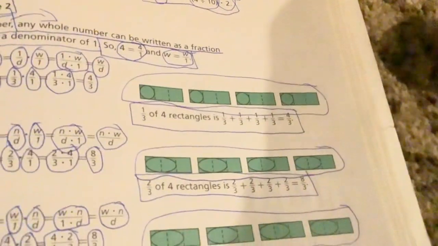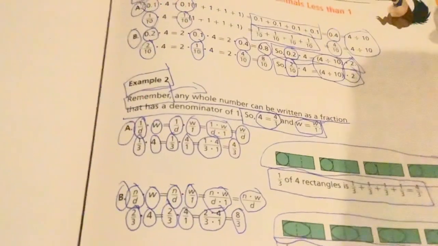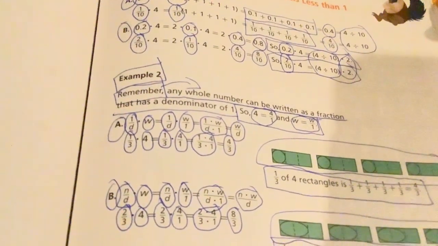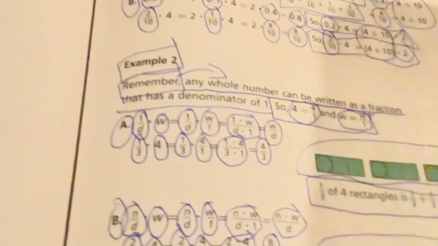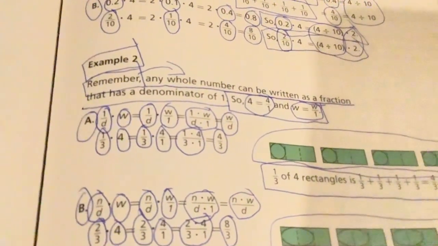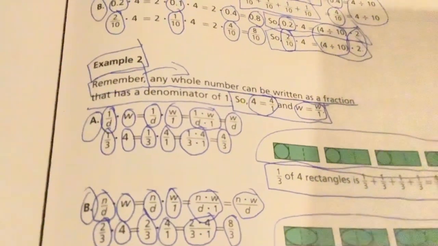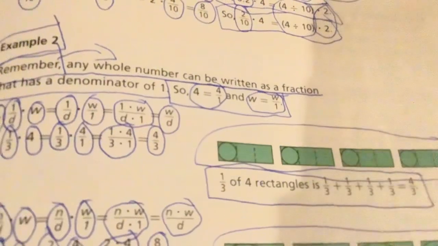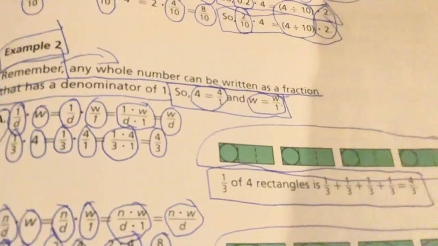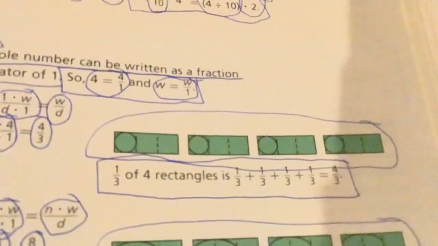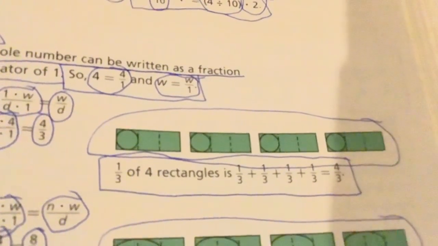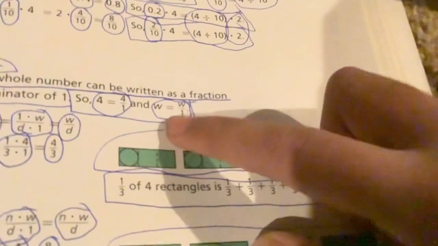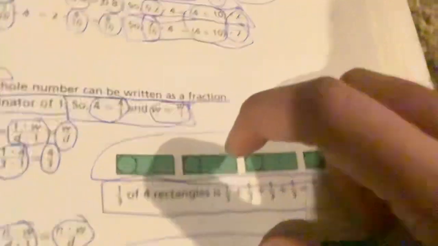Example 2 shows rectangle models to better understand how to multiply any fraction or decimal less than 1 by any whole number. Remember, any whole number can be written as a fraction as long as it has a denominator of 1. So 4 basically equals 4 over 1, because 4 divided by 1 is 4, making W equals W over 1 true, because W divided by 1 is W. We could substitute W for any number.